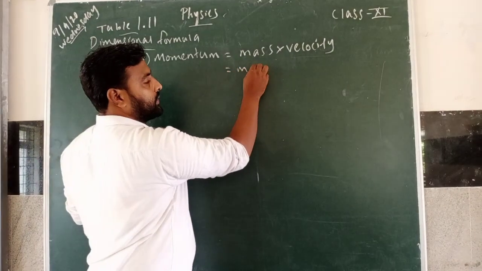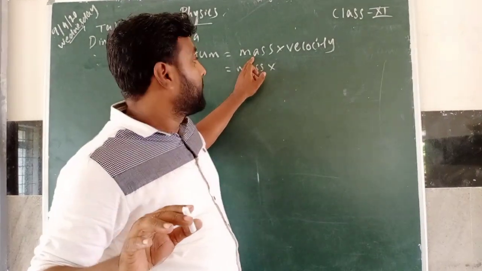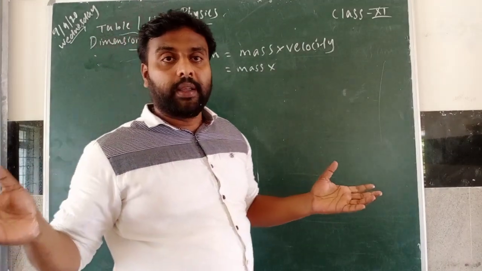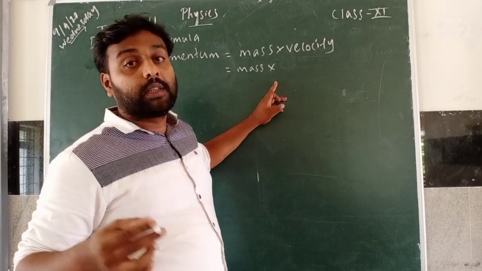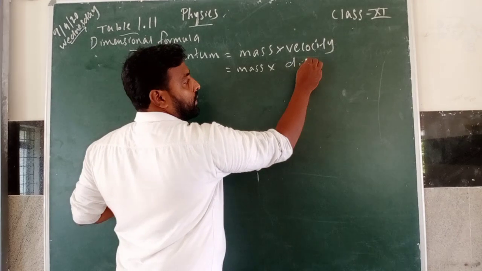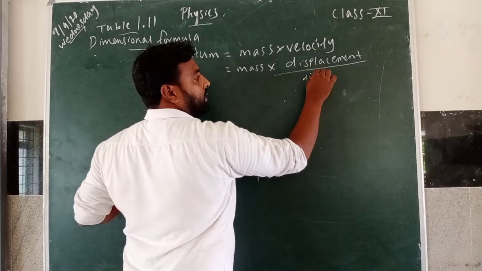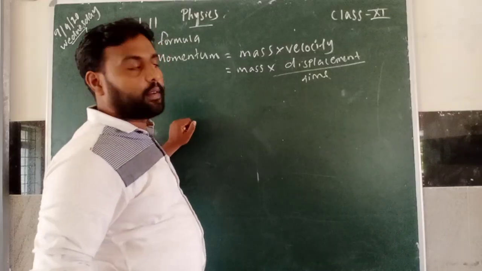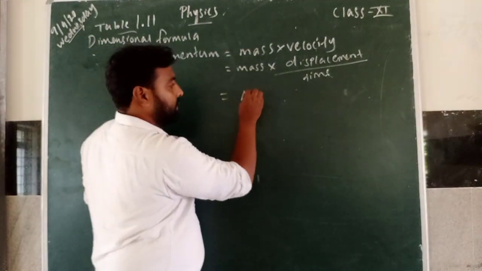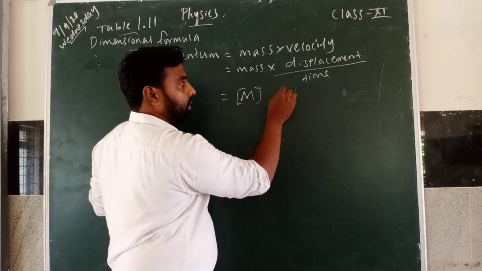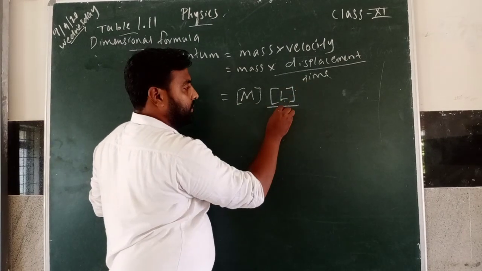Now mass. You see, mass is a fundamental quantity, base quantity. But velocity is a derived quantity. So you have to use the expression. What expression? Velocity means what? Displacement by time. Understand? Now use the dimension. Mass M. Displacement L divided by time T.